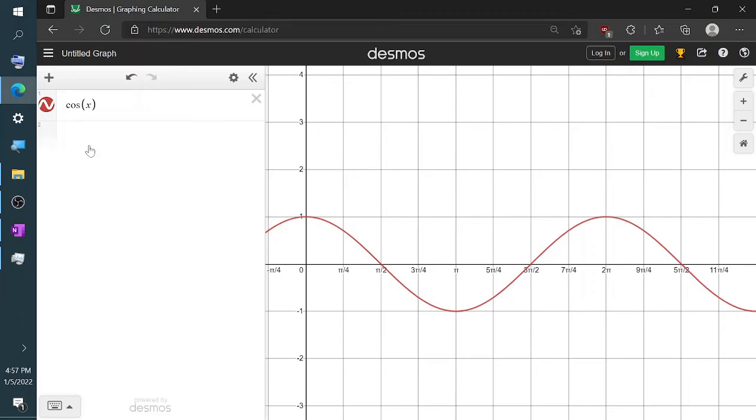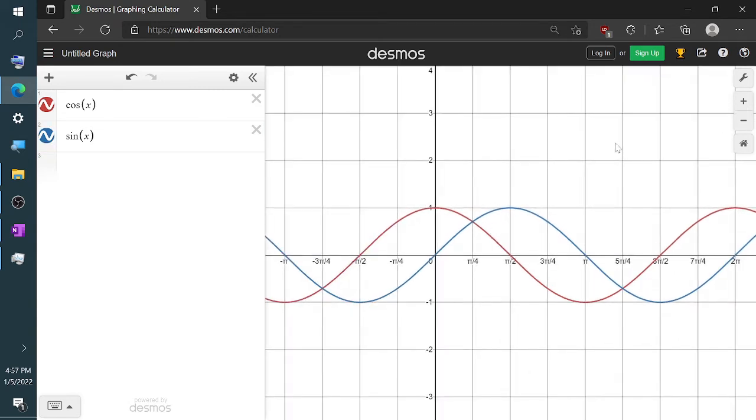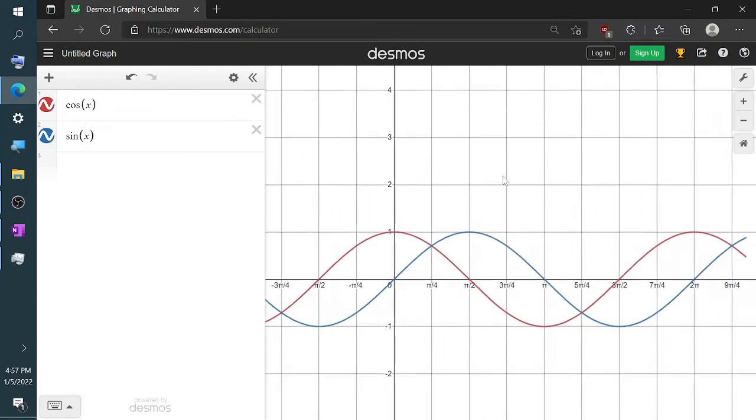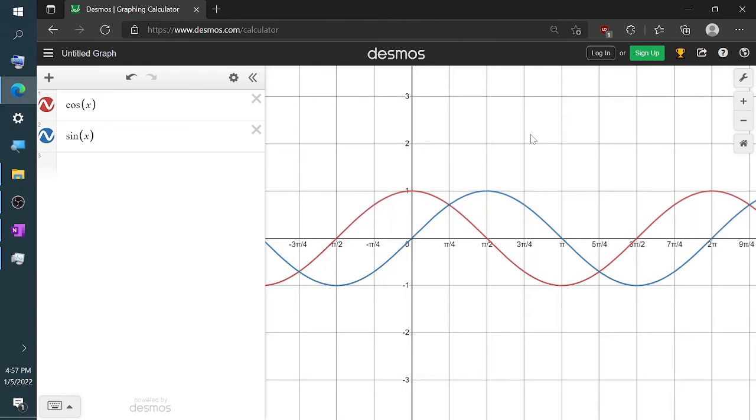Now if we graph sine and cosine together on the same axes, we can see that their graphs are actually extremely similar to one another. Actually, they are identical except for the fact that the graph of cosine and the graph of sine are slightly offset from one another. They are horizontal shifts of one another.